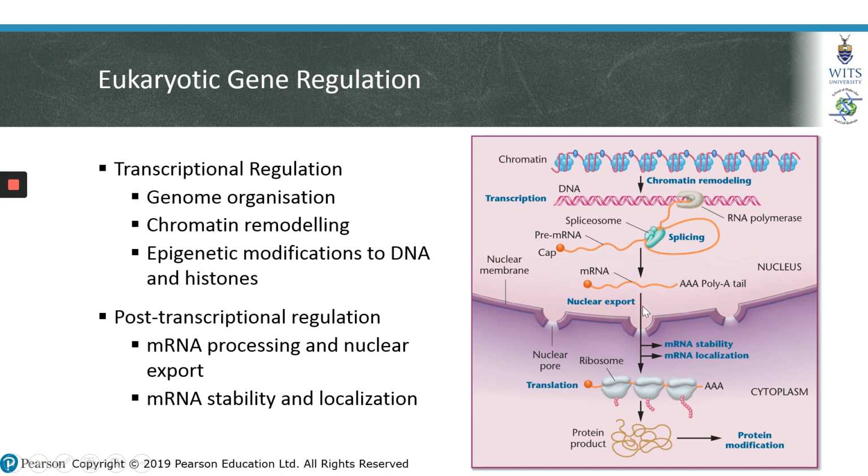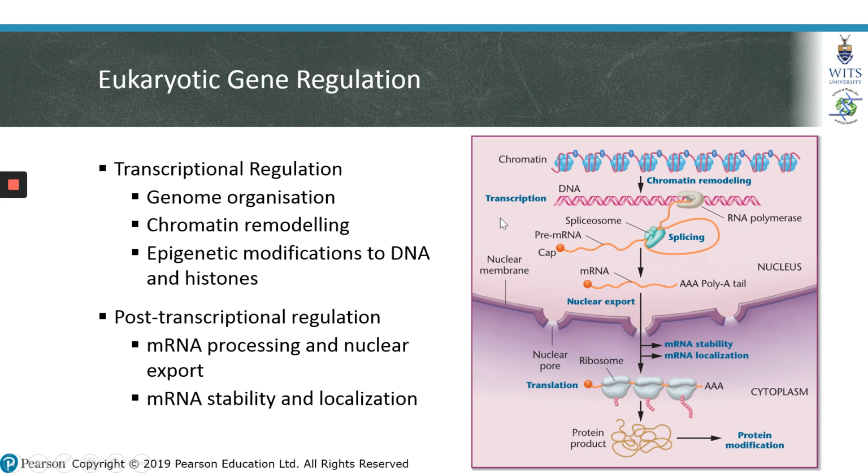Once the mRNA is exported into the cytoplasm, it should then be stabilized and occupy a specific location before it is translated into a protein product. This entire process is tightly regulated at various levels. We'll be discussing transcriptional regulation and post-transcriptional regulation, and then in the final week, we'll be talking about translation.